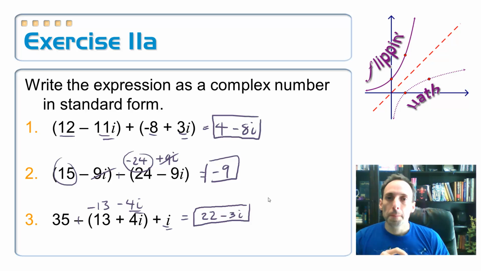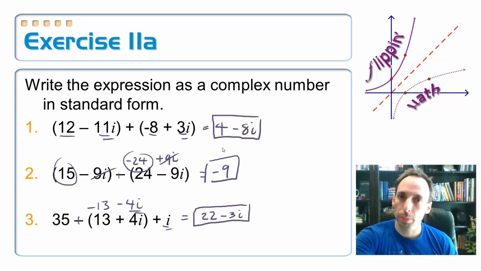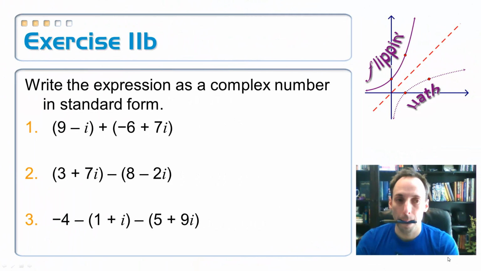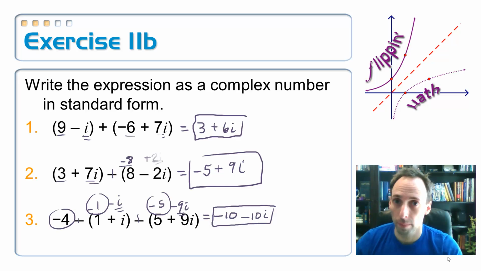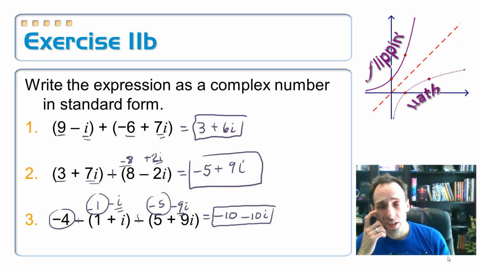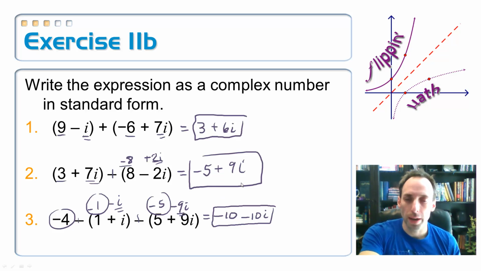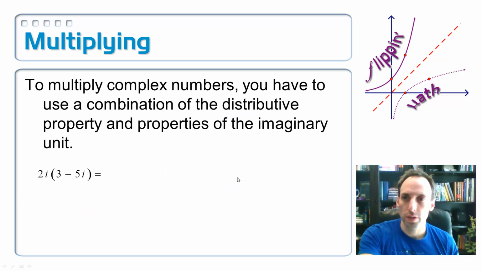Okay, so give you a chance to practice some of these rather complex problems right here. Pause and work those out. So number 1 here, 3 plus 6i. On number 2, make sure you distribute your negative signs, so negative 5 plus 9i. And then number 3, finally, you got 2 negatives to distribute there, negative 10 minus 10i. Not too bad, right? Okay, so now let's move on to some multiplying.